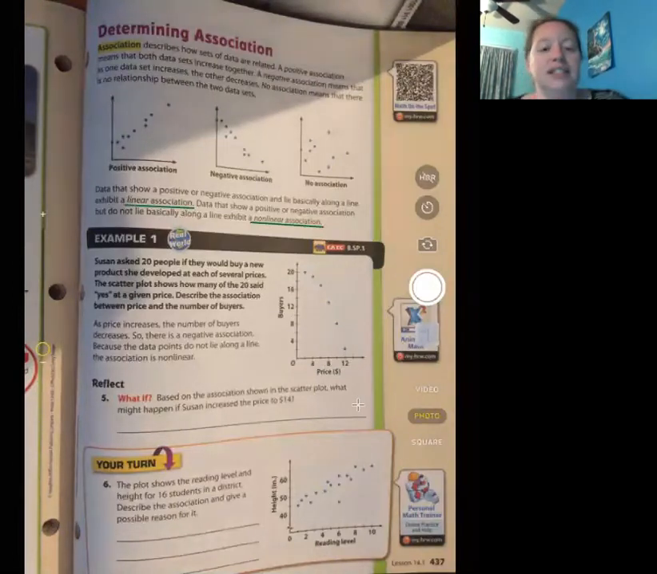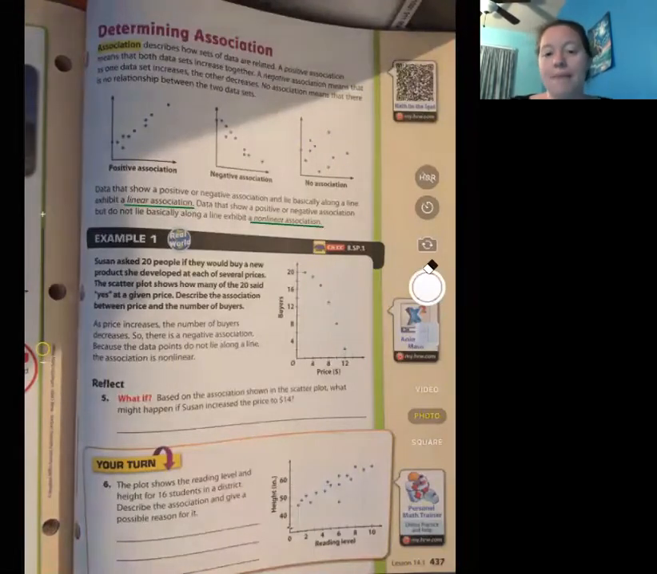As the price increases, the number of buyers decreases, and so there is a negative association. Because the data points do not lie in a line, the association is non-linear. And the easy way to check that is to get your ruler out. And if I can try to connect those 2 dots, I end up with only those 2 dots being connected. Everything else is not connected.